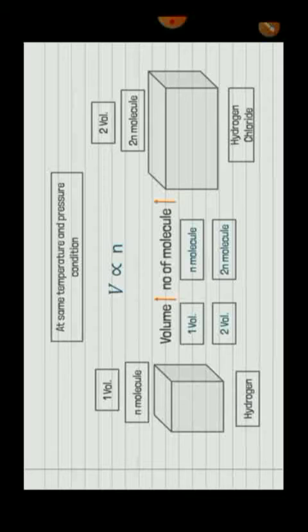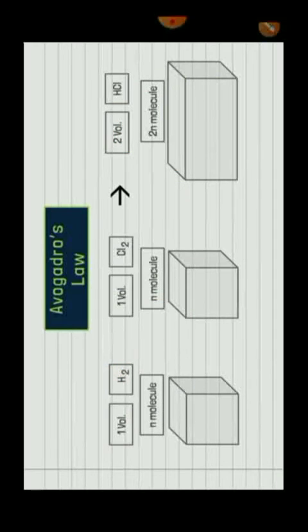Which means volume is directly proportional to the number of moles. Here, if hydrogen contains 1 volume, n molecules are present, and if it is hydrogen chloride, that is HCl, and its volume is 2, its molecules will be 2n. So simply V is directly proportional to n, where n is the number of molecules.